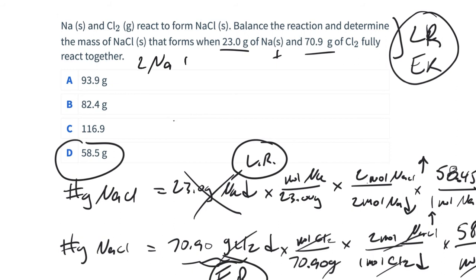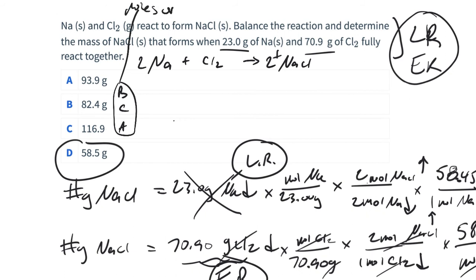So 2Na plus Cl2 goes to NaCl, 2 of them. So if we want to use a BCA chart, one thing with the BCA chart is I want to plug moles in here, or molecules. So I want to plug in whatever the reacting unit is. The coefficients are either the moles or the molecules of the reactants.